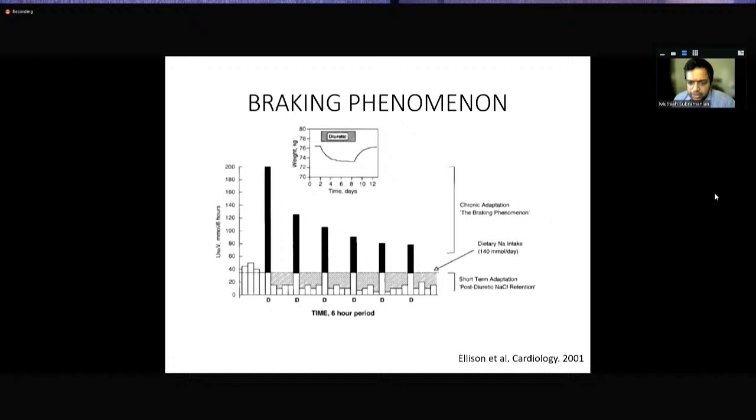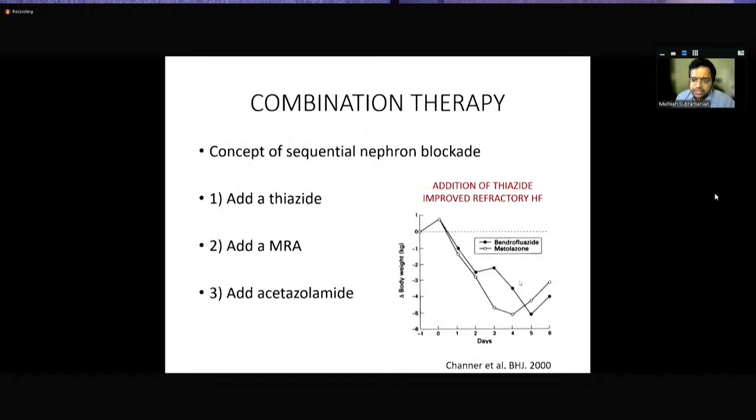So what can we do about this? This has been described multiple times. The easiest way to manage diuretic resistance is simply to add another medication that works at a different part in the nephron. It can be a thiazide, it can be a mineralocorticoid antagonist, but the ability of these drugs to also block sodium resorption in the distal convoluted tubule prevents this breaking phenomenon and sort of makes your loop diuretics also more efficient or to work.